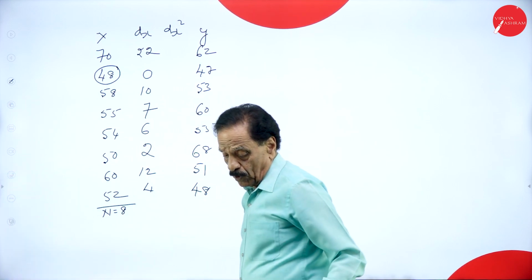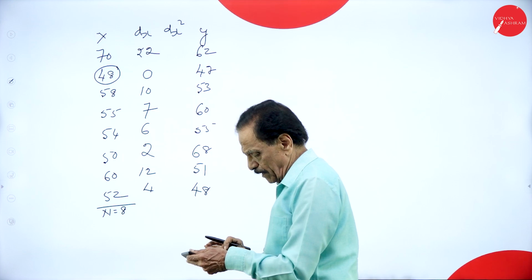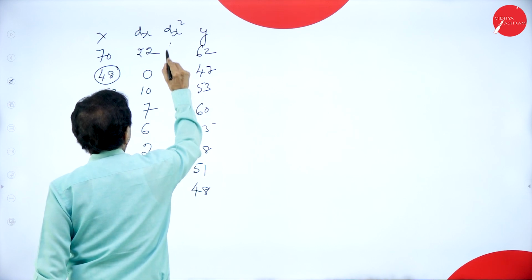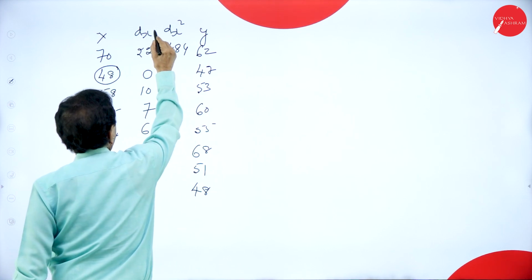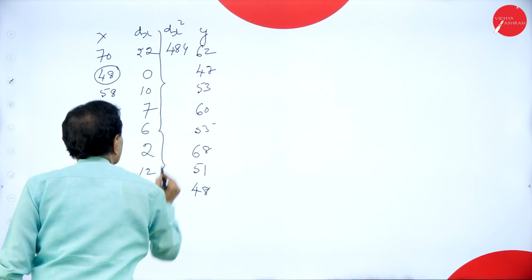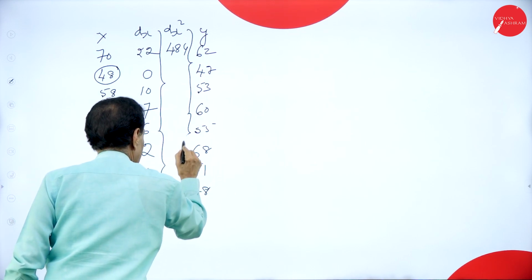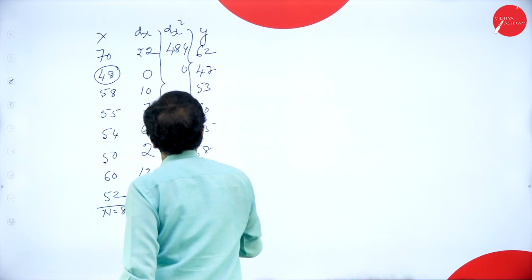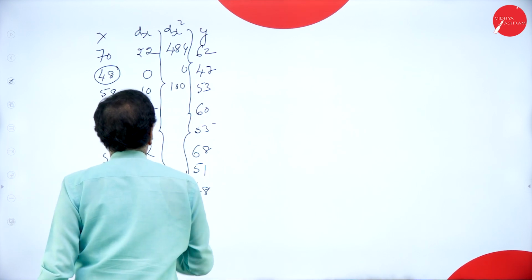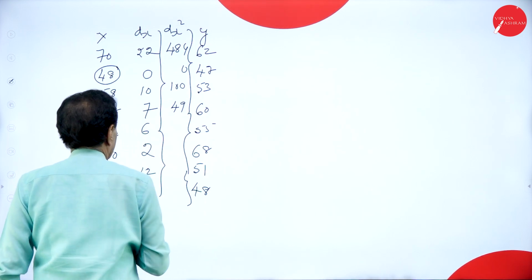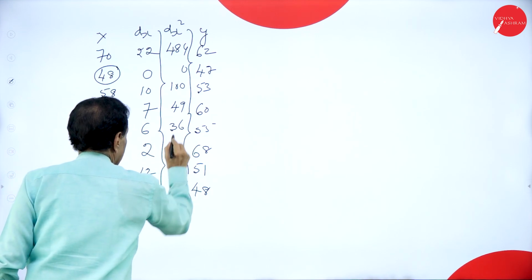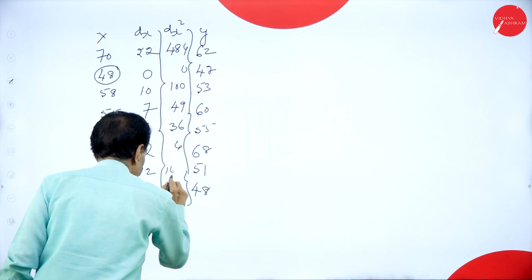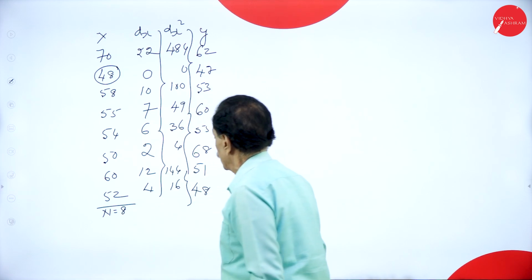Square up these numbers. 22 into 22 is 484. Then 0. 10 into 10 is 100. 7 into 7 is 49. This is 36. This is 4. 12 into 12 is 144. This is 16.